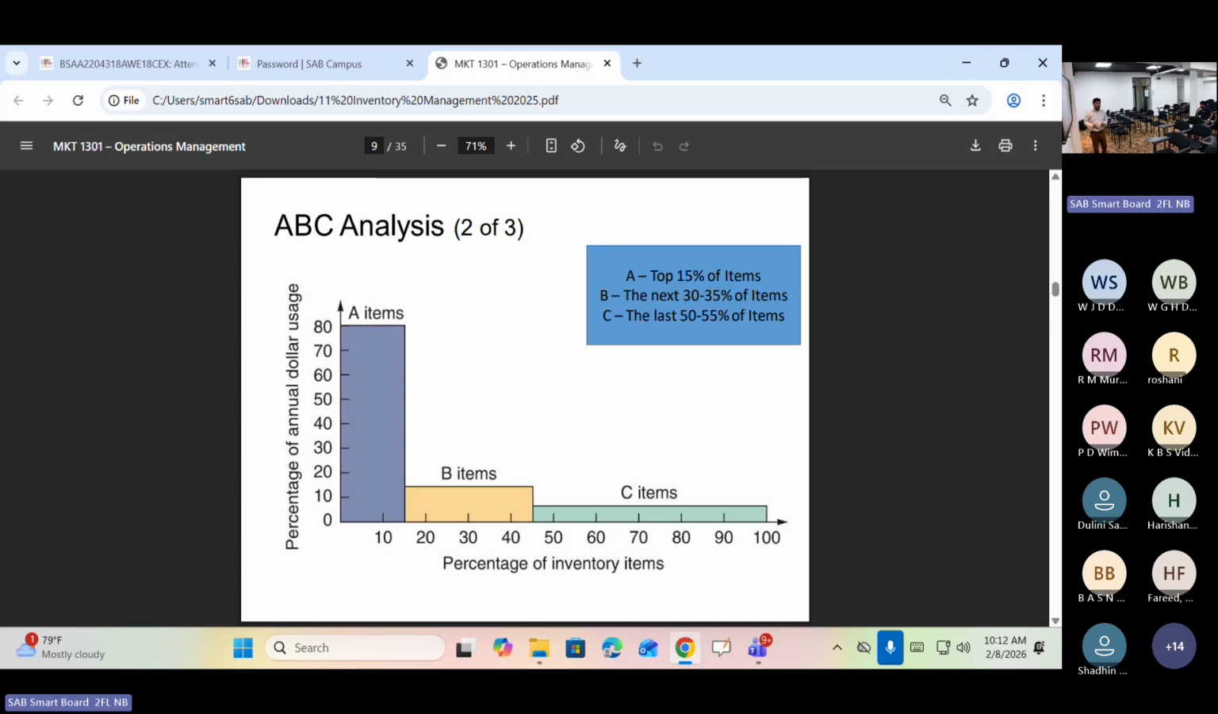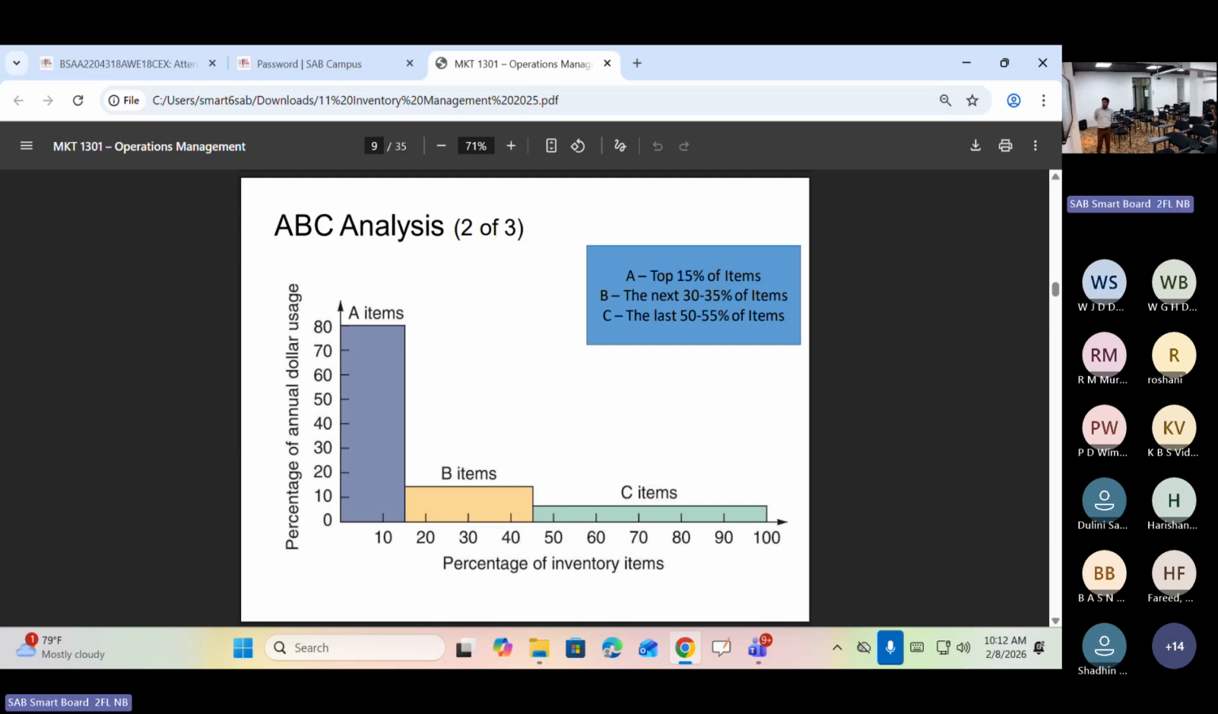Coming to the C category, all the other items that are less valuable, less expensive, are classified under C category. There could be around 50 to 55% of items, altogether resulting in 5 to 8% of value. So those are the benchmarks, the criteria we use to classify SKUs into three classes. Is that clear?